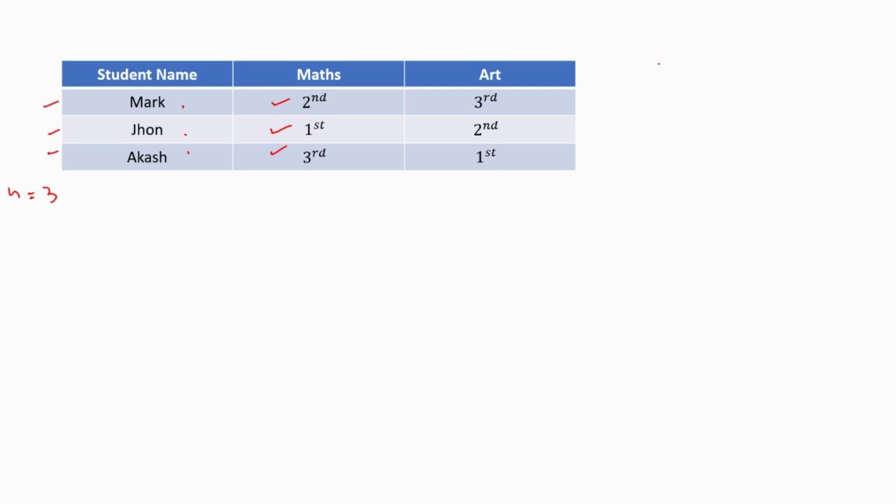Now we have to calculate the differences between these ranks. The difference between the second position and the third position will be 1. The difference between first and second will also be 1. The difference between third position and the first position is 2. These are just the differences between these two numbers. Then we can calculate d squared. This is 1, this is 1, this is 4. So sigma d squared equals 6.